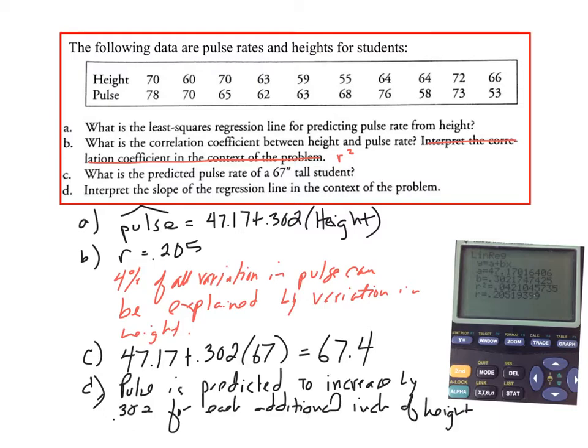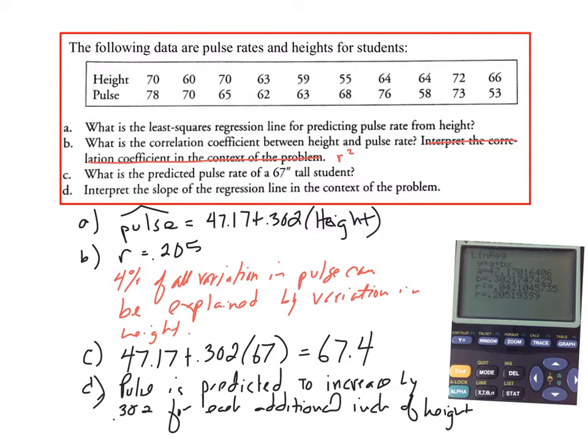Pulse is predicted to increase by 0.302 for each additional inch of height. So let's just remind ourselves kind of the key phrasing here. A slope, for a regression equation, is what's predicted to happen to the response variable for every 1 unit of the explanatory variable. So again, it's regression, so it's a prediction, right? We don't know for sure, so the pulse is predicted to increase by the actual slope for each additional inch of height.